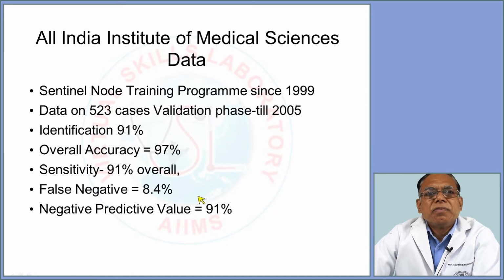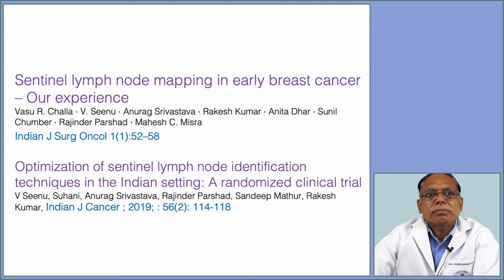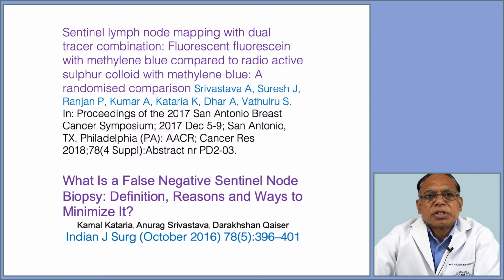So we achieved a reasonable identification of 91% with a combination of blue dye and isotope, technetium sulfur colloid, with an overall accuracy of 97%, sensitivity of 91%, a false negative of 8%, which was similar to the global standard. Since then, we are offering this technique for the treatment of women presenting with early breast cancer as a therapeutic modality. So see, these are some of our publications. I'll leave it for you to go through and peruse at your leisure time.